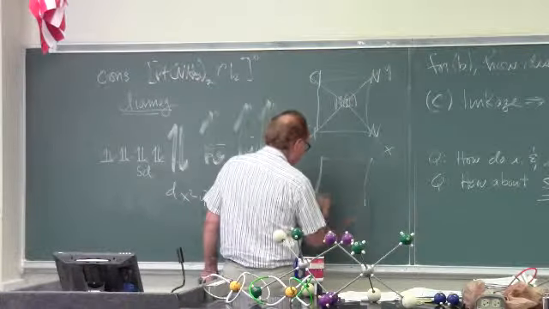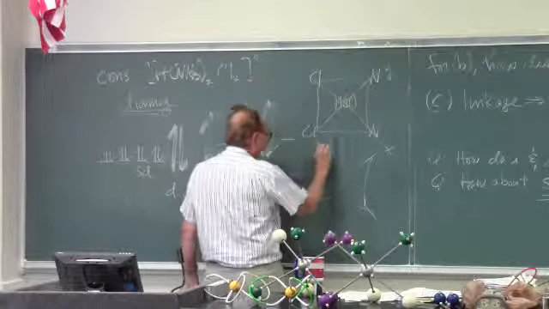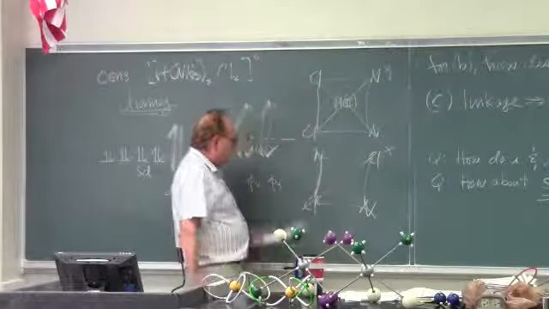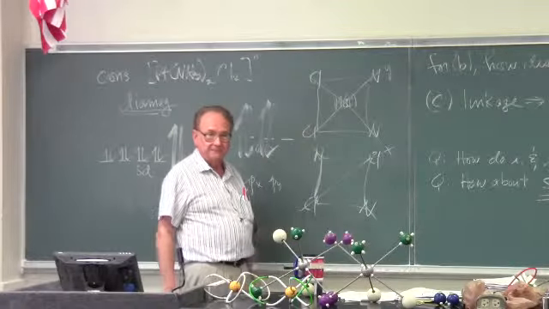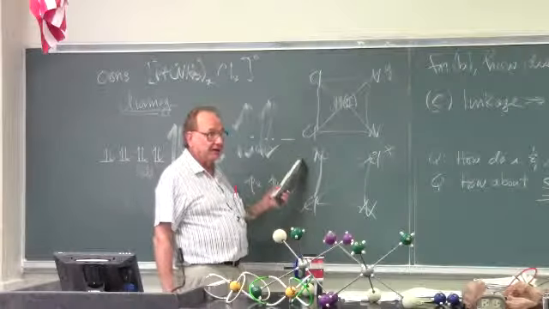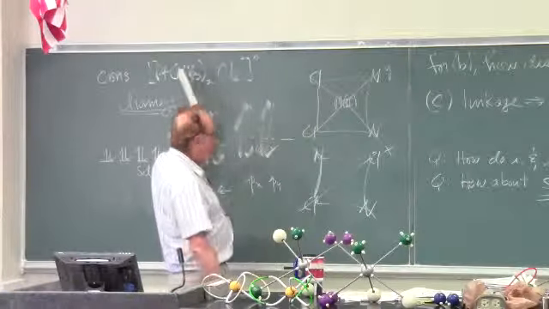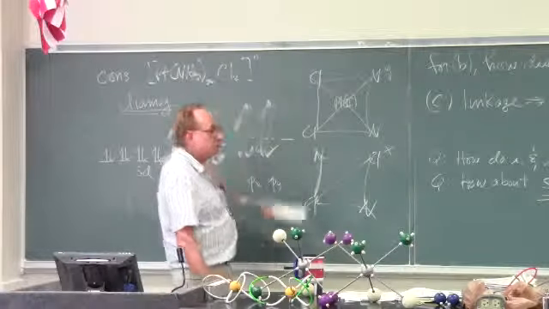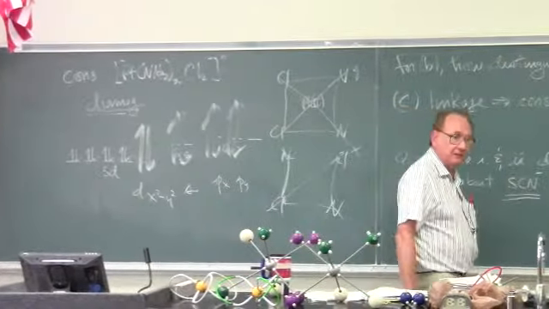Or I can put the ammonia molecule ligands trans to each other as opposed to cis. So this is showing geometric cis-trans stereoisomerism for this complex. Would this thing show geometric isomerism, cis-trans isomerism, if it was tetrahedral?